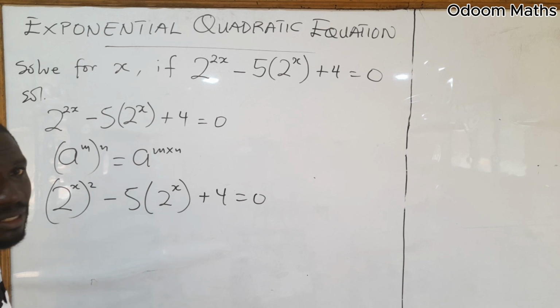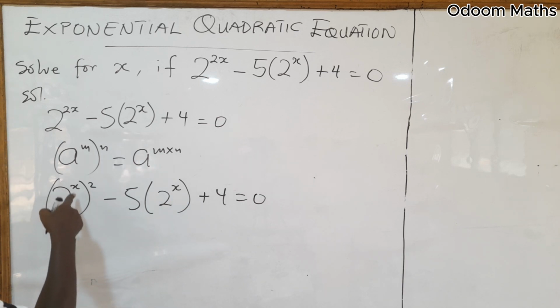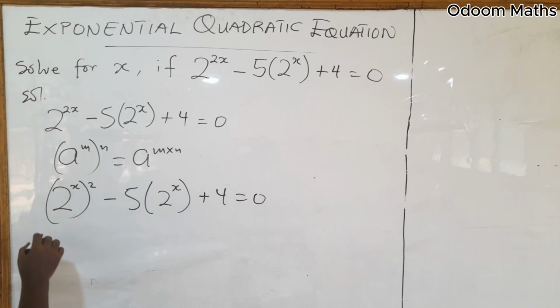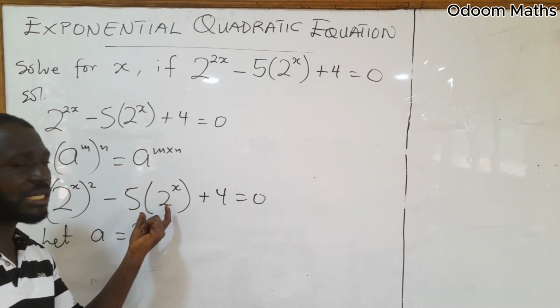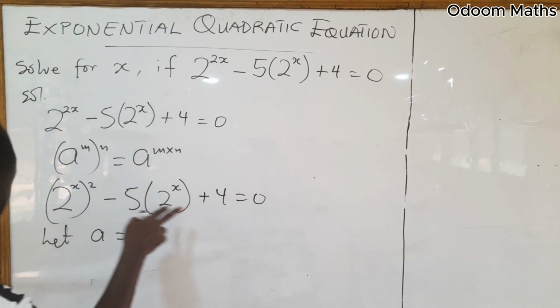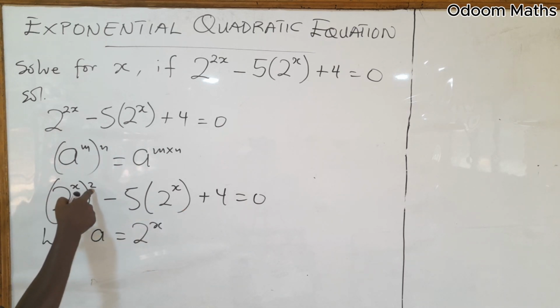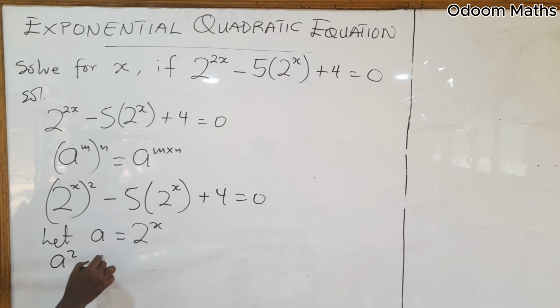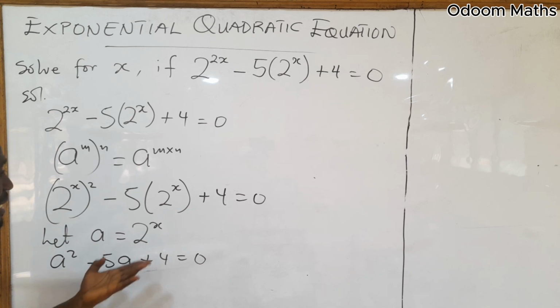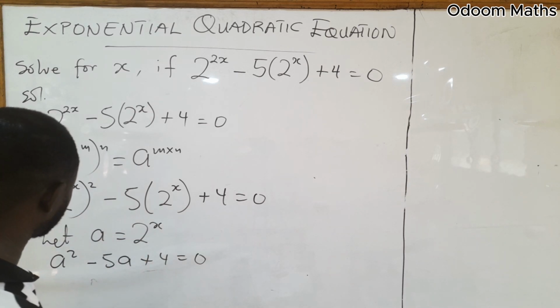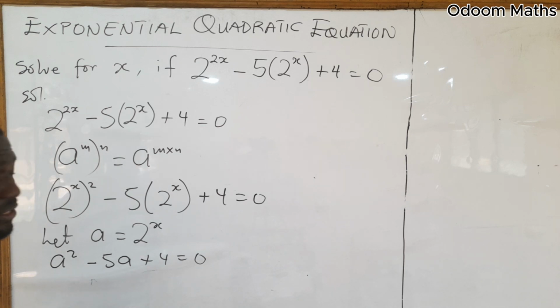Now looking at this, we cannot just solve this with the 2 to the power x in the system. So we need a variable to represent 2 to the power x. Let a be equal to 2 to the power x. So when we see 2 to the power x, we put a there. Now this becomes a squared minus 5a plus 4 equals 0. Looking at this, this is giving us a quadratic equation. So how do we solve this? Let's go by the simple method, the quadratic factorization method.